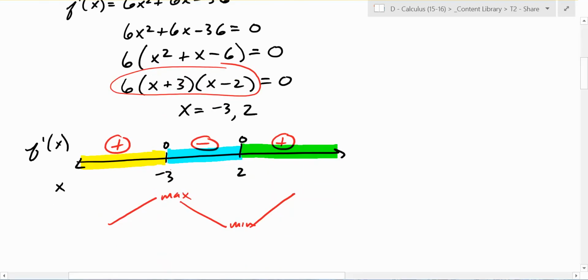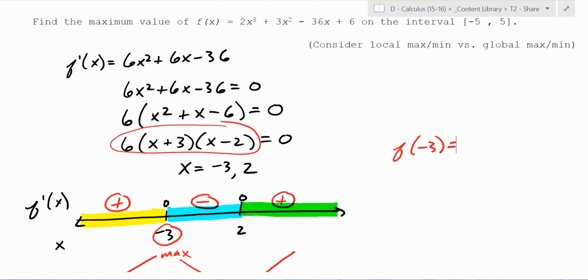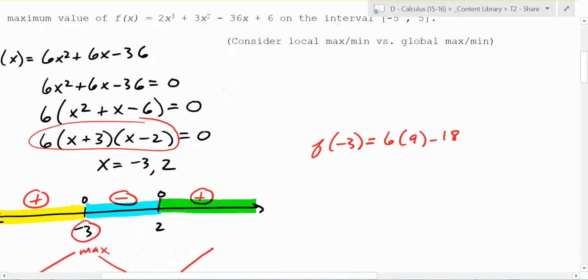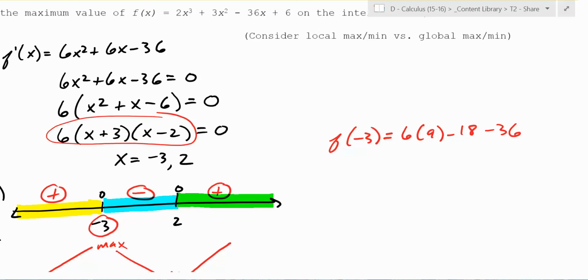So of these two values, you'd want to plug in f of -3 to find out what the output is. What do you plug that into? Where do you plug in -3? The original. Into the original, right? You plug in -3 into the original, so that's going to be 6 times 9 minus 18 minus what? 36, right? Oh, that's the derivative. We want to plug it into the original, right? Yeah. So we'll leave that there for a second.